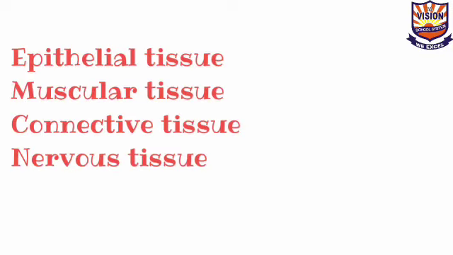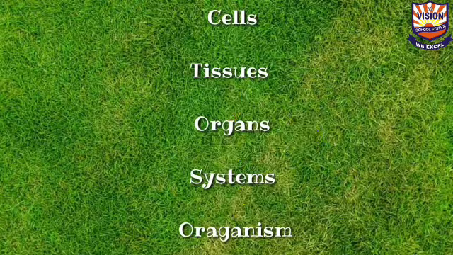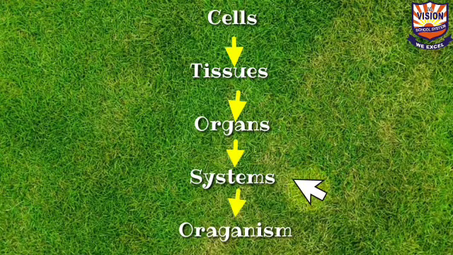So when these tissues, epithelial tissue, muscular tissue, connective tissue, and nervous tissue, combine, they form an organ. And when many organs combine, they form an organ system. And after the organ system, an organism is formed.